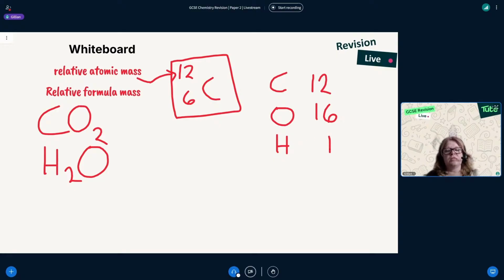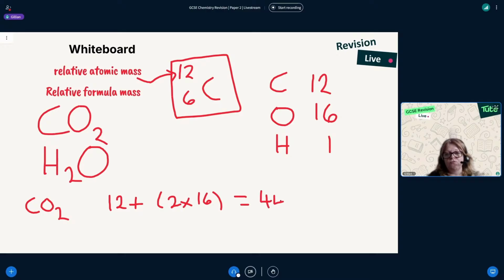Okay, let's do carbon dioxide first of all. So CO2. So I've got 1 carbon atom, and the relative atomic mass of carbon is 12. I've got 2 oxygen atoms, so I need to do 2 times 16. Make sure you've got a calculator tomorrow. So 2 times 16 is 32. 32 plus 12 is 44. So we know that the relative formula mass of CO2, of carbon dioxide, is 44.